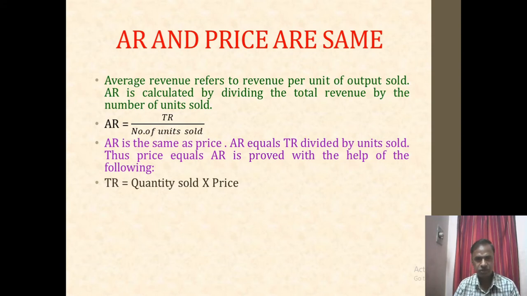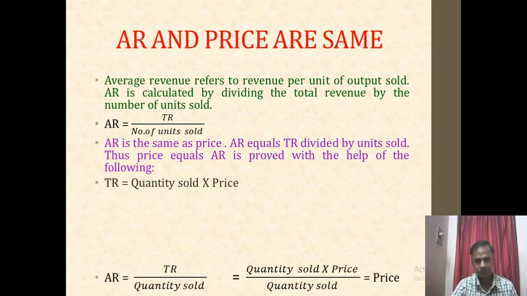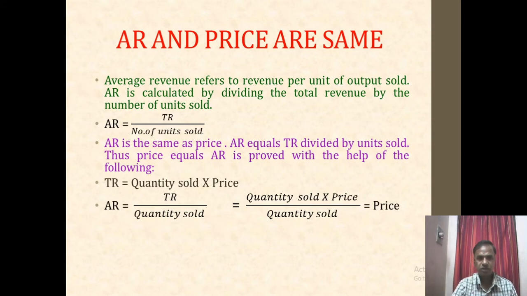We know very well TR is equal to quantity sold into price, Q into P. AR, what is the formula for AR? TR divided by quantity sold, number of units sold. Now what do we have to do? AR is equal to TR by Q. So TR is quantity sold into price, divided by the same quantity sold. Now we will cut the quantity sold in numerator and denominator, we will get only price there. So AR is equal to price.